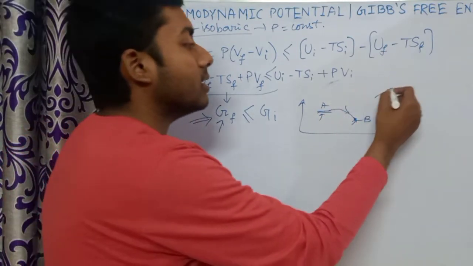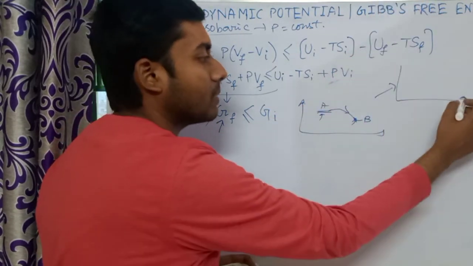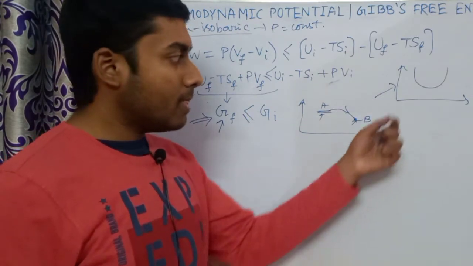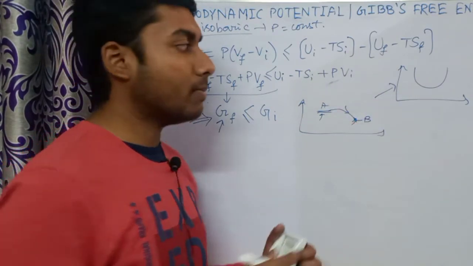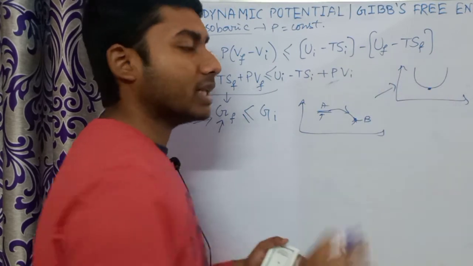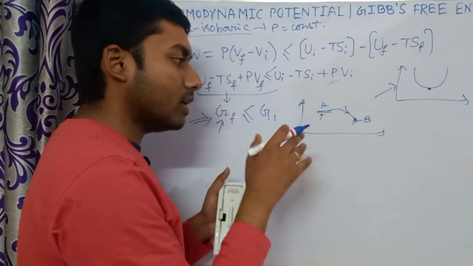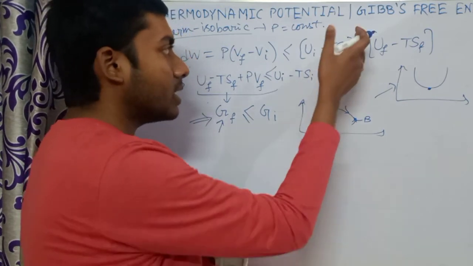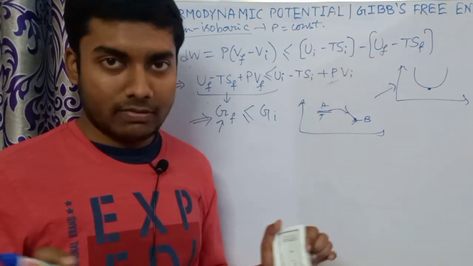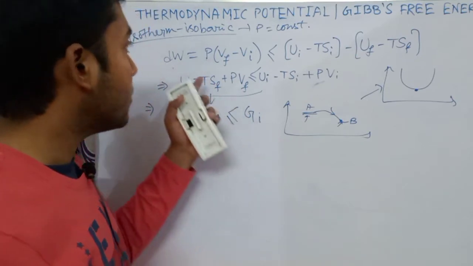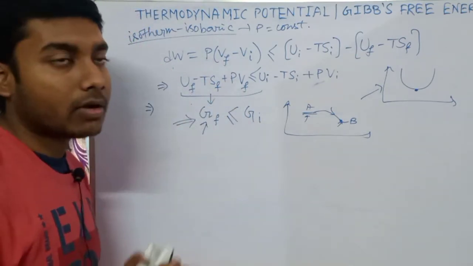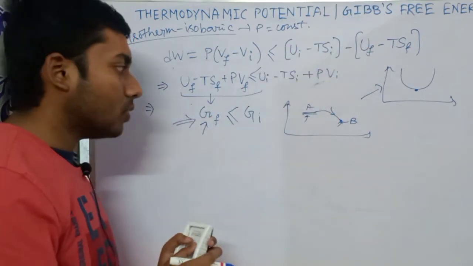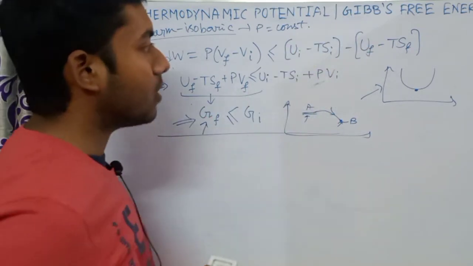Like the thing that we have discussed in our classical mechanics, in the energy diagram the stable equilibrium point is always the minimum of the potential energy curve. So here also the minimum Gibbs free energy is the most stable. Remember, this is only for constant temperature and constant pressure. So this is our Gibbs free energy. I think that you have understood the concepts.